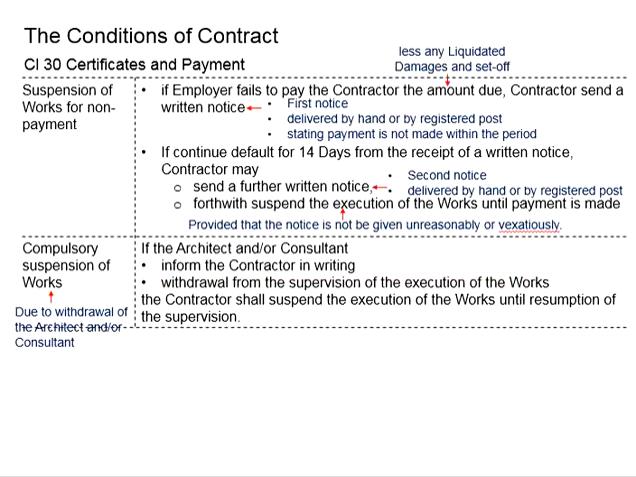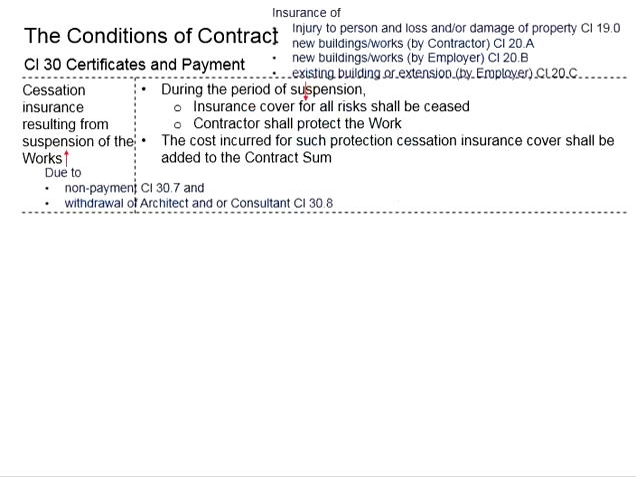In another word, the contractor cannot proceed with the work without the supervisions of the architect and the consultant. If any of them withdraw themselves from supervising the project, the suspensions of the work shall be compulsory.